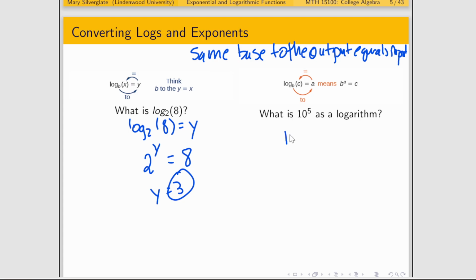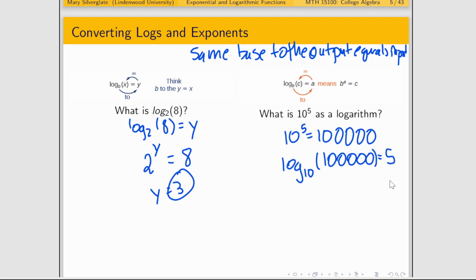Same deal here. So if I have 10 to the 5th, well, 10 to the first is just 10, 10 to the second is 100, 10 to the third is 1,000, 10 to the fourth is 10,000, and 10 to the fifth is 100,000. We just actually add on 5 zeros right there after the 1. To convert this to a logarithm, I do log of the same base 10 of the output 100,000 equals the input 5. So I've just told myself 10 to what power gives me 100,000? 5. And I just figured that out.